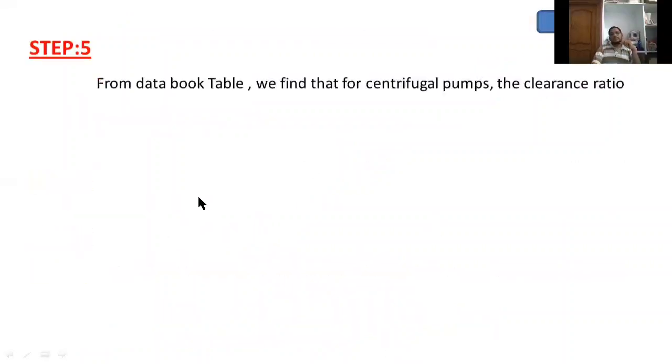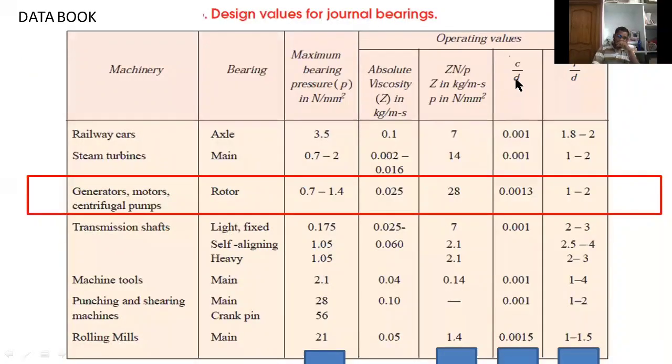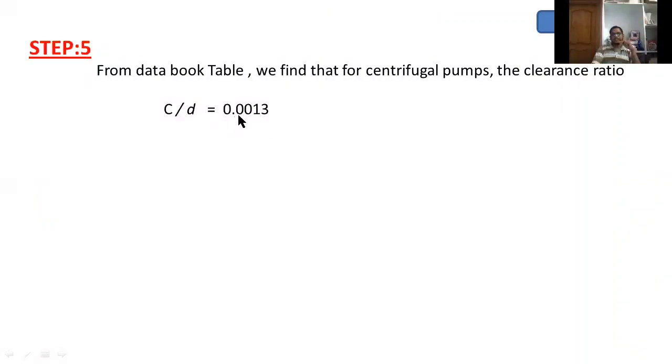Here in step number 5, from the data handbook, we have to find the suitable diametral clearance ratio, that is C by D. You have to consider the C by D ratio. From the data handbook, the value of C by D for centrifugal pumps equal to 0.0013. From this value, you have to consider C by D equal to 0.0013 for centrifugal pumps. This is the answer for step number 5.